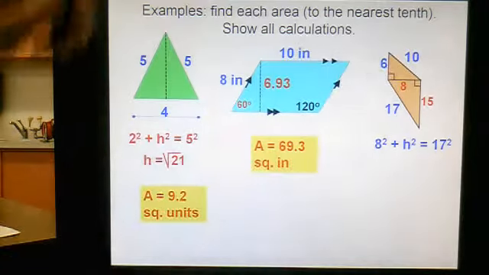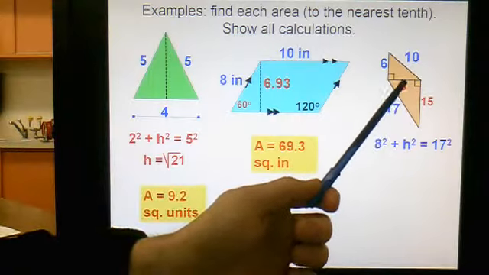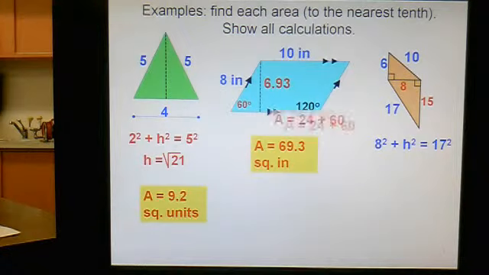So, and again, when you're doing this, don't call this area 48. It's not 6 times 8. It's 6 times 8 divided by 2. So the area of this should be 24. The area of this one should be 8 times 15 divided by 2, which I believe is 60.